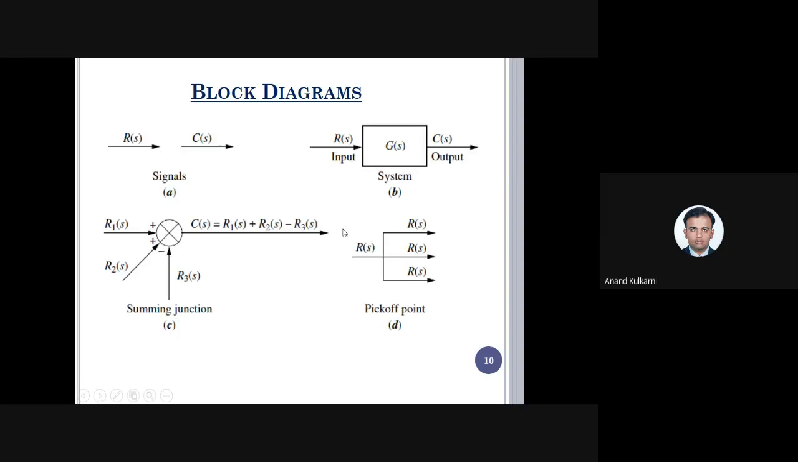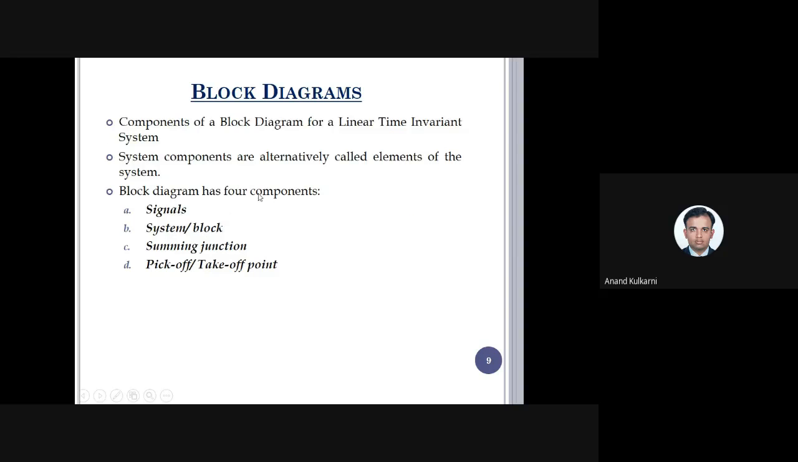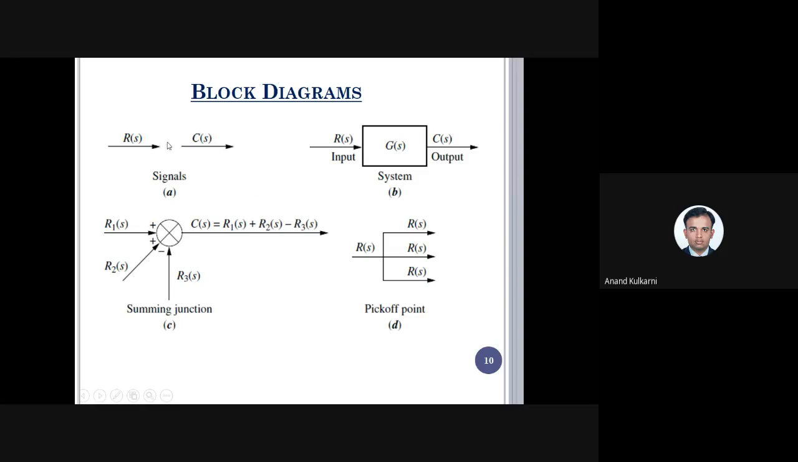So as in the previous case, what are the important four components? One is signal and second is the block. Signals are these two. We have a block or the system. Here again, it is represented as system, and sometimes it is represented as block. Most of the cases, it is block diagram. In some books, they write system. Don't get confused. So this is the input signal, this is the output signal, and this is the block. Then the third one is the summing point and the pick-off point or the take-off point.